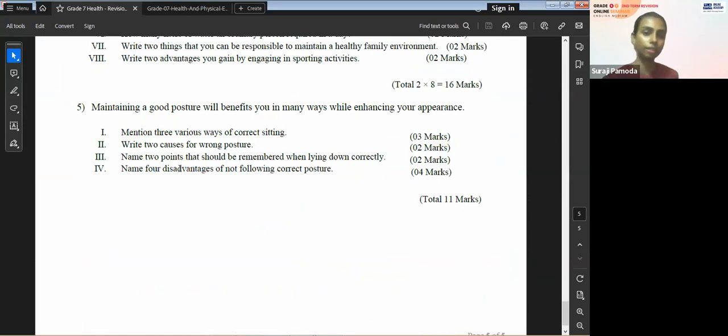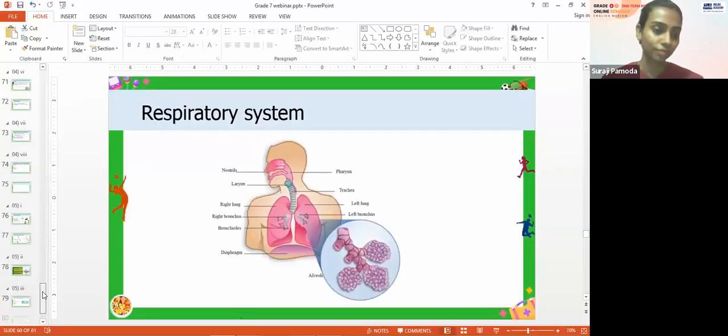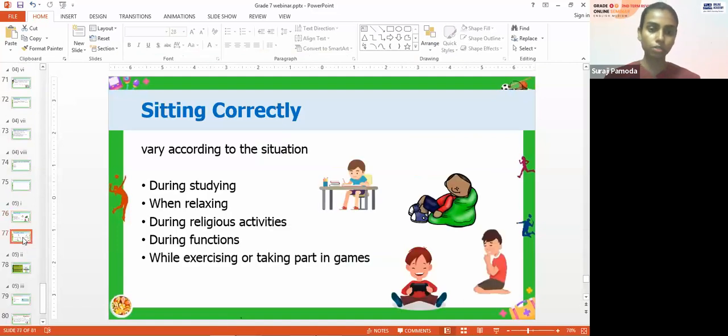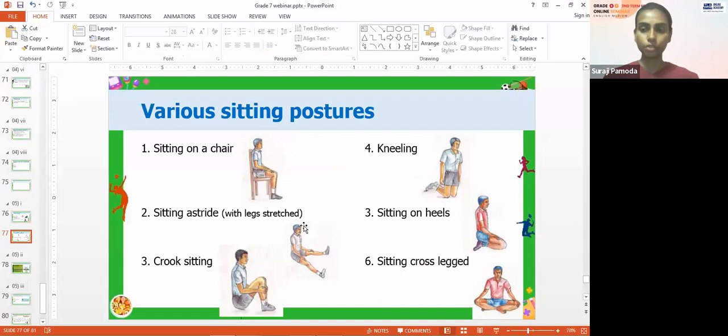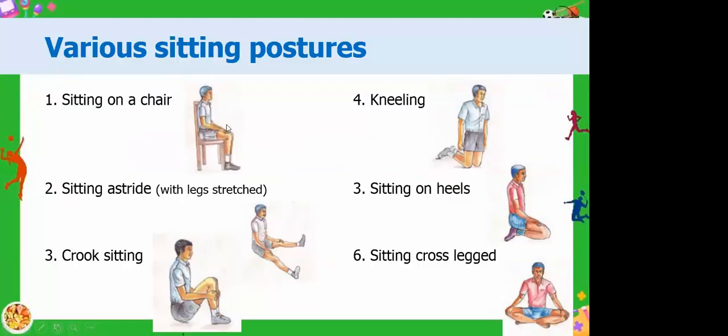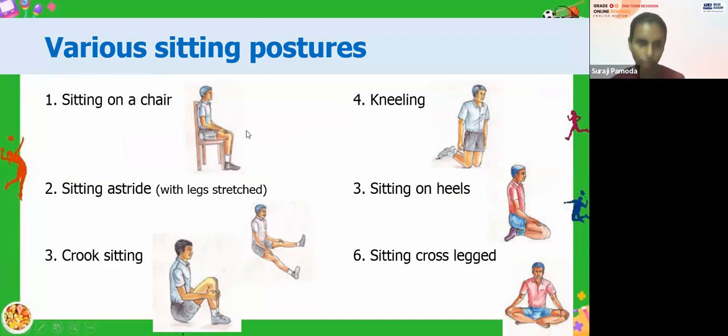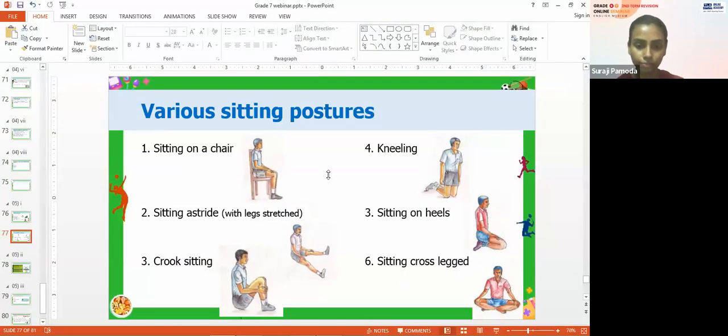The fifth question, maintaining a good posture will benefit you in many ways while enhancing your appearance. Okay, so this is about good posture. The first one is mention 3 various ways of correct sitting. So tell me quickly. Can you remember? You learned about different postures of sitting. Can you see this one? Yes. Sitting on a chair, that is the one you are doing right now, I think. Then sitting astride, that means legs stretched. Then you have crook sitting, right? By bending knees, and then kneeling, sitting on heels, right? And then sitting cross-legged. Okay, is it clear? It is not a difficult one, right?